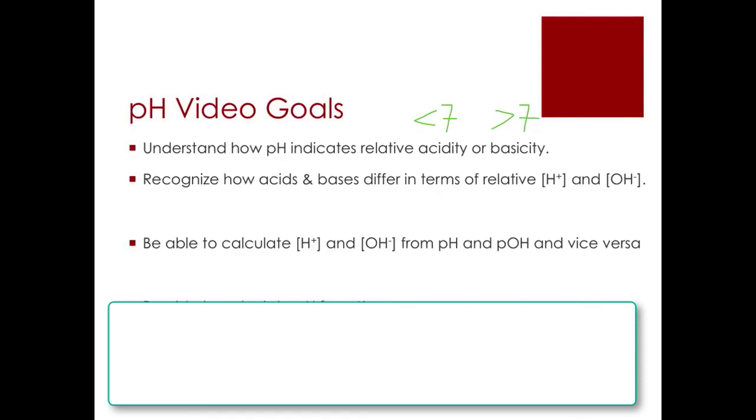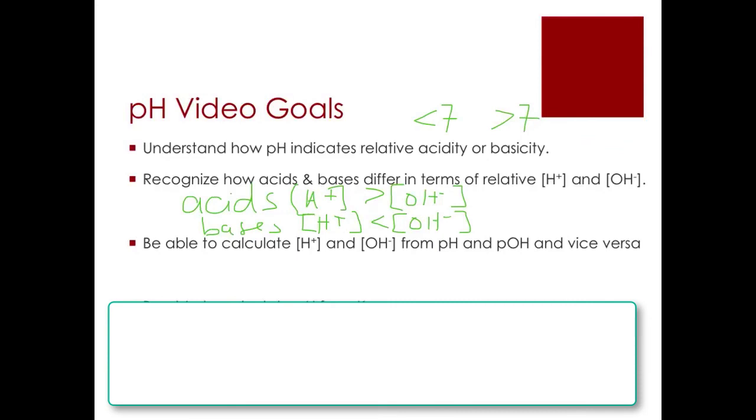We also talked about how acids and bases differ in terms of H plus concentration. Acids have a higher H plus concentration than OH minus concentration, whereas bases have a lower H plus concentration than OH minus concentration. And again, neutral solutions have equal H plus and OH minus concentrations.